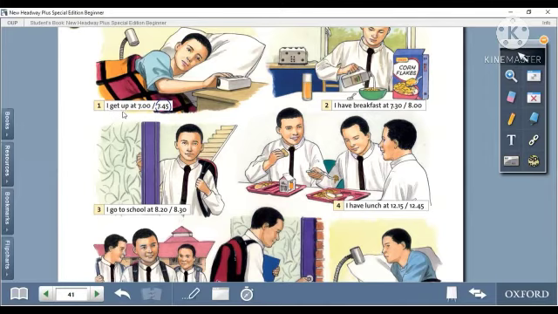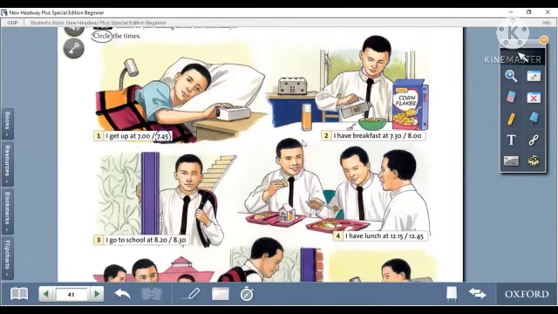Okay, so I get up at what time? 7:45. Let's move to the second picture here. I have breakfast at 7:30 or 8 o'clock. With breakfast I always say I have breakfast. We can't put articles with meals, so we don't say I have a breakfast. We say I have breakfast, I have dinner, I have lunch.